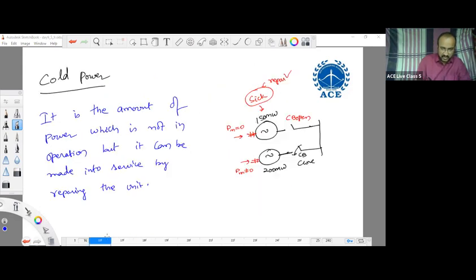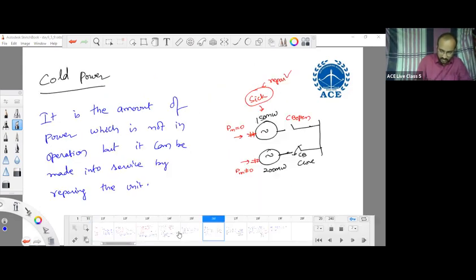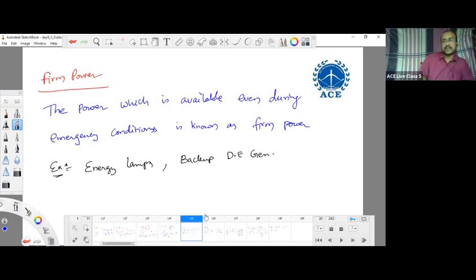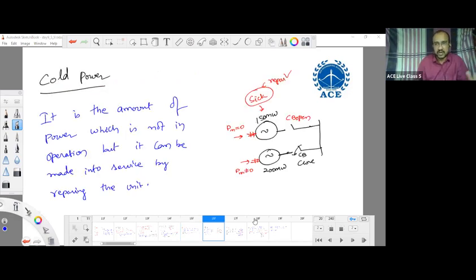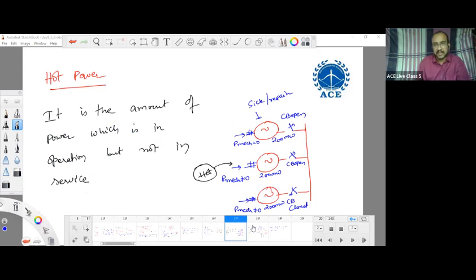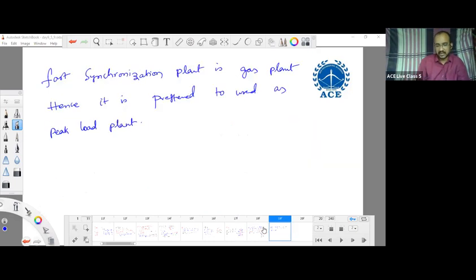We have defined what we mean by firm power and cold power. Firm power is power which is available even during emergency conditions. Cold power is the amount of power which is not in operation but can be made into service by repairing the unit. If the unit is under repair, it comes under cold unit. Hot power means mechanical input is provided but it is not delivering any power to the grid or load. The unit is kept under hot start condition because synchronization time will be more if you go for a normal start.